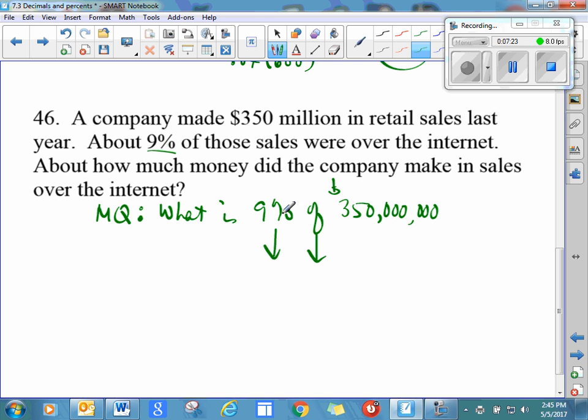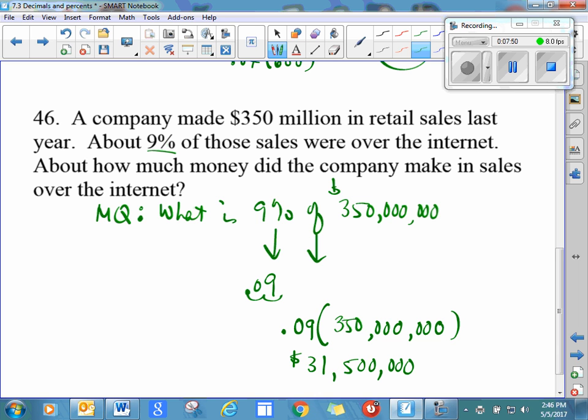Again, of means multiply. I can't deal with the 9 with the percent sign, so I have to make him a decimal. Drop the percent sign, find the decimal point, move it 2 places to the left. So you're going to have to add a placeholder. So 0.09 times 350, big ones, million. And when you do this multiplication, you end up with 31,500,000 dollars.